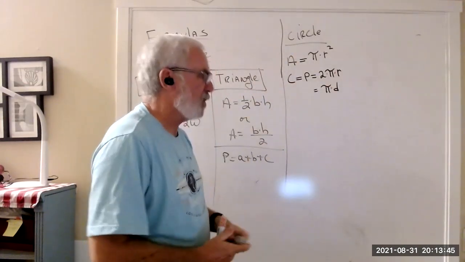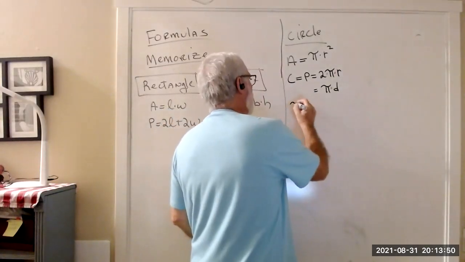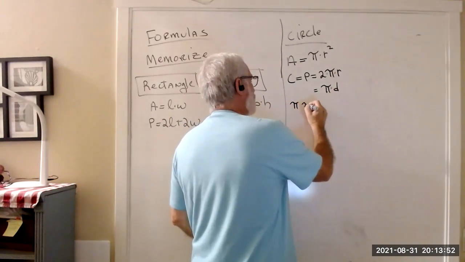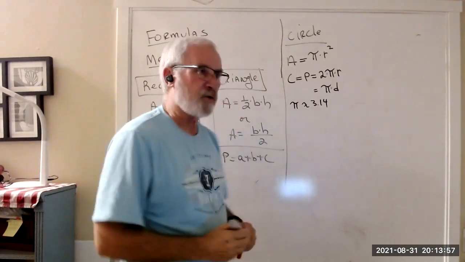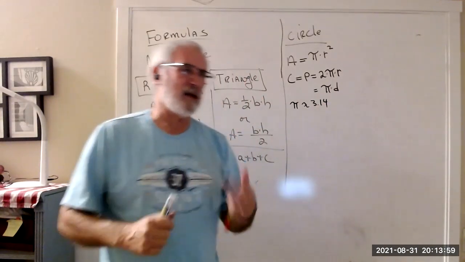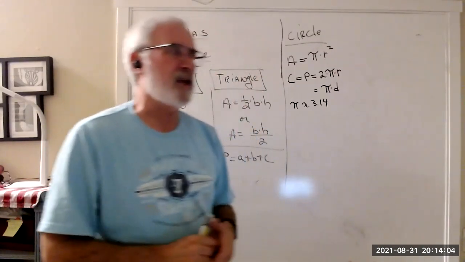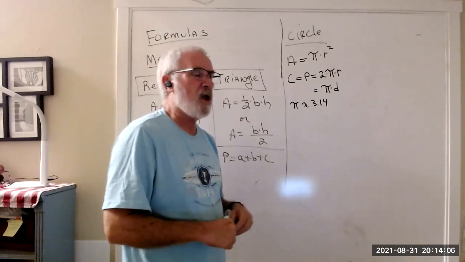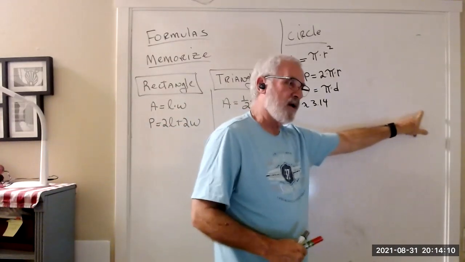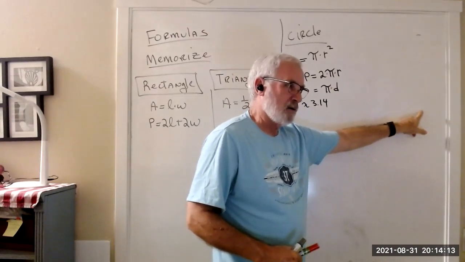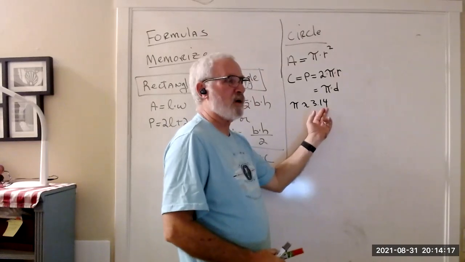Now, a couple things along the line that you need to know is pi is approximately 3.14. It's one of those irrational numbers. Remember I talked about that last week? There's rational numbers and irrational numbers. Well, pi is an irrational number, which means technically its decimal goes forever and there's no pattern to it. Okay? But we get lazy, so we say 3.14.